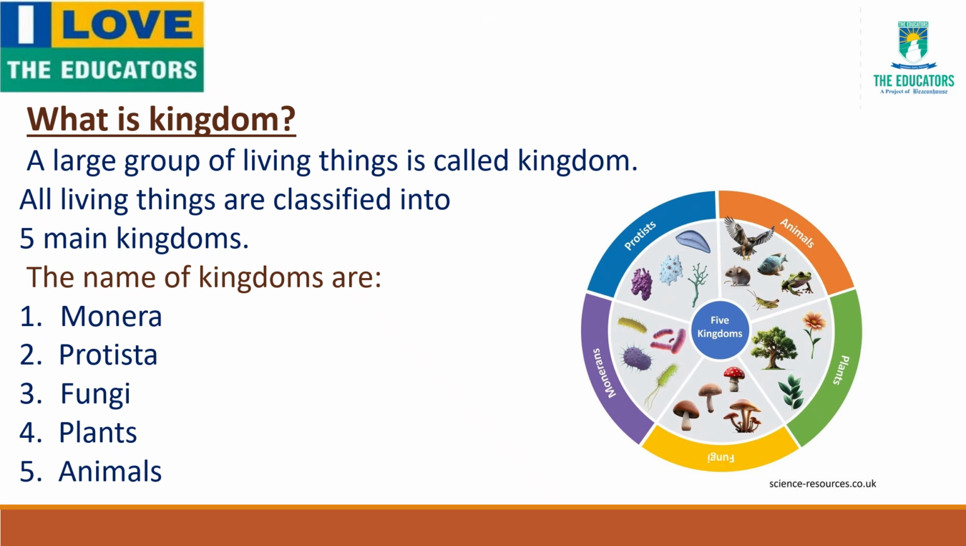4. Plants, and 5. Animals. As you can see in the picture, in the kingdom of animals, there are animals named eagle, mouse, frog. In the plant kingdom, you can see flowers and trees. In kingdom fungi, you can see mushrooms here. And in kingdom Monera, you can see bacteria and other microorganisms. Same in the Protista, you can see Euglena and some other microorganisms.